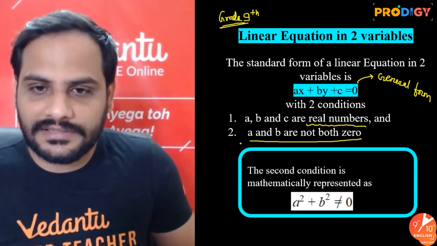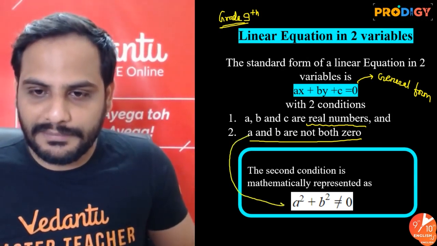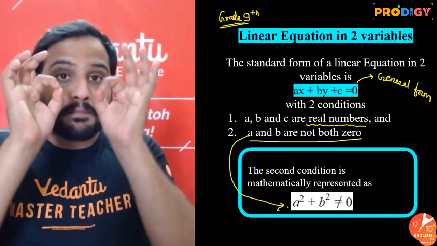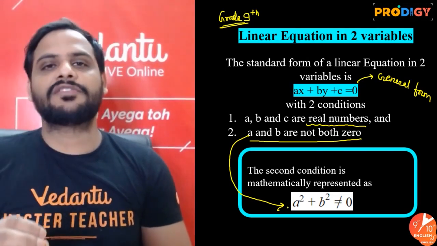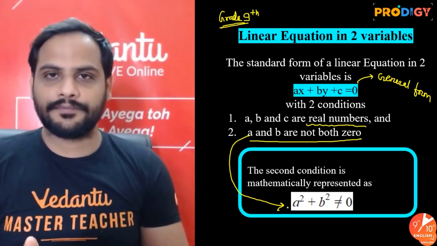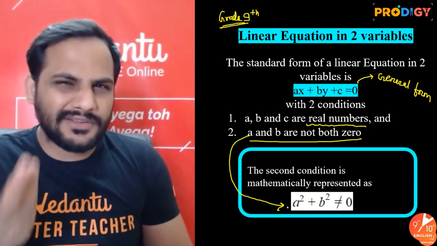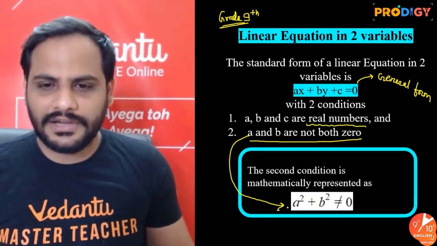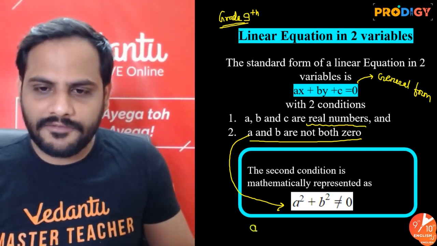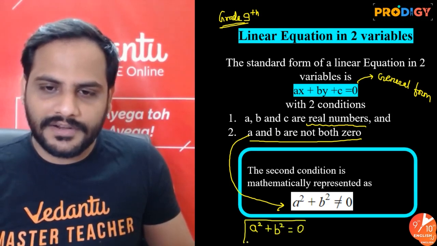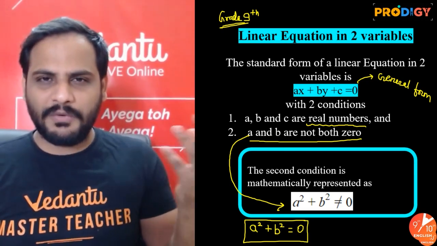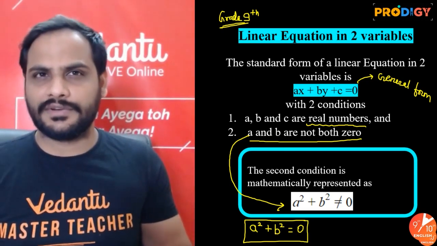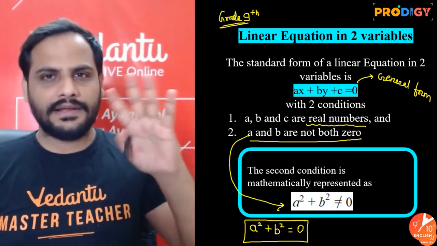So this condition I can also write like this. Mathematically it is expressed, and it is a better way of representing it: a square plus b square should not be equal to 0. Now beta, look, try to understand what it means that a square plus b square is not equal to 0. If I give you a square plus b square equal to 0, you will understand that the square of something is always positive. If I do 2 square it is 4.